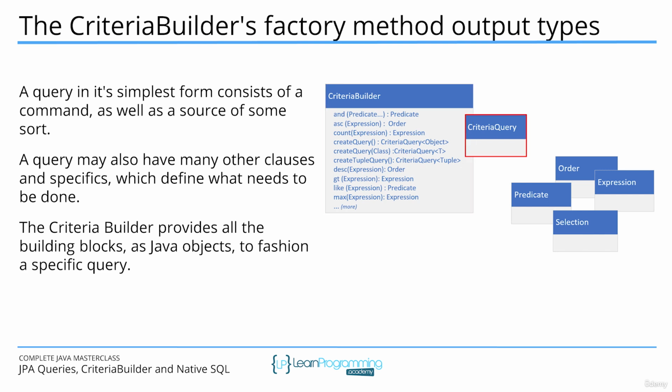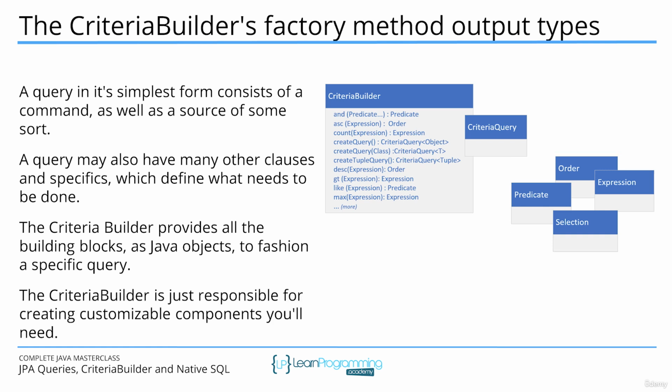It starts with the criteria query instance. You can think of this as the scaffolding in which everything else is going to be placed. The scaffolding has specific slots, and these translate to methods on the criteria query. The building blocks fall into one of four categories, which include the predicate, expression, selection, and order types.